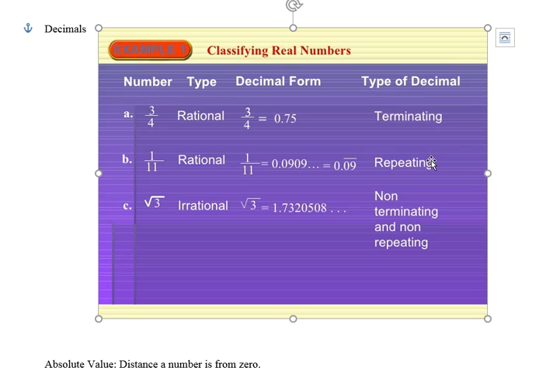Now, not everything terminates or repeats. So there's a third category, such as the square root of 3. Square root of 3 are the things that are irrational. They will not become a whole number. They also will not show a pattern or stop. So those are non-terminating and non-repeating. Those are the 3 types of decimals that we'll be working with.